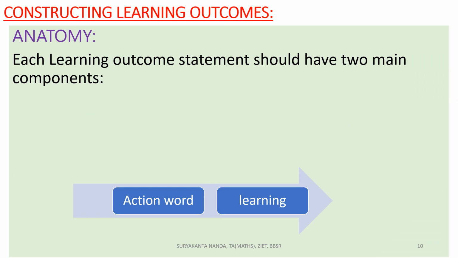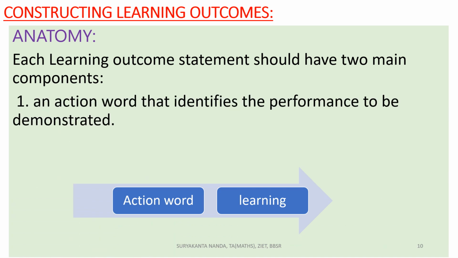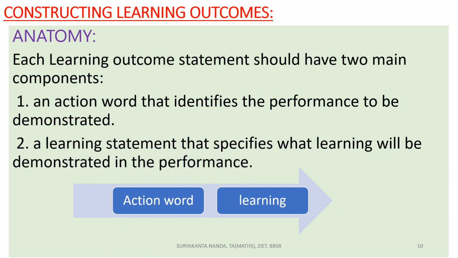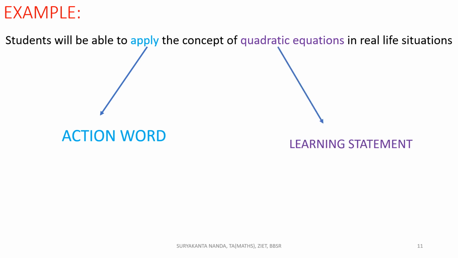But first let us discuss the anatomy of a learning outcome statement. Each learning outcome statement should have two main components. The first one is an action word that identifies the performance to be demonstrated. And the second one is a learning statement that specifies what learning will be demonstrated in the performance. For example, suppose a learning outcome statement is: students will be able to apply the concept of quadratic equations in real life situations. Here, the word apply is the action word and the learning statement is concept of quadratic equations.